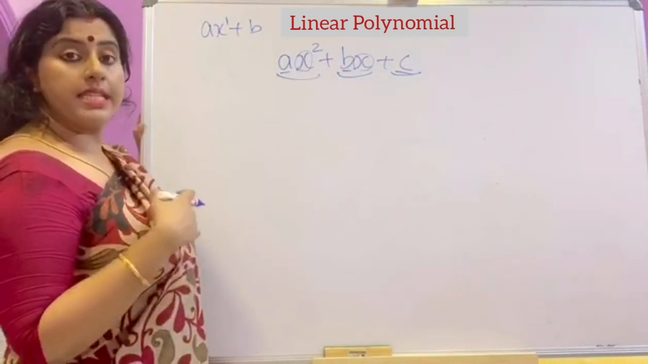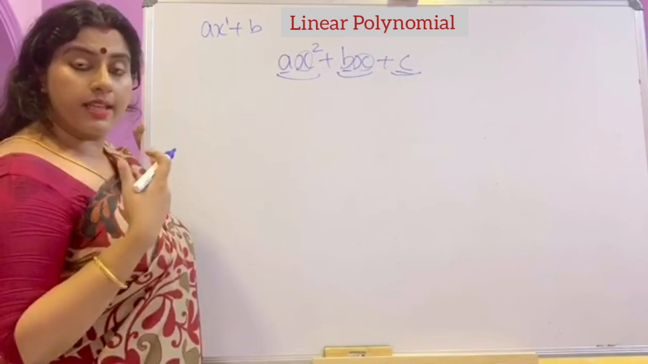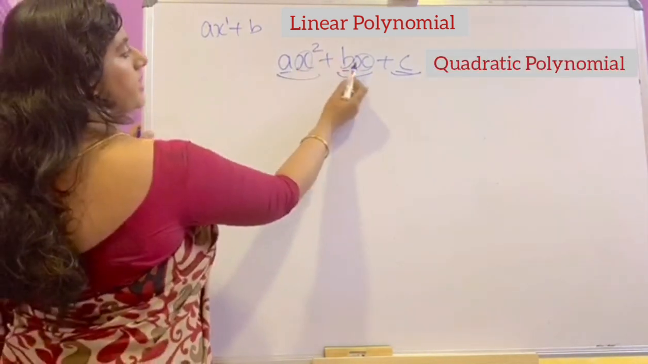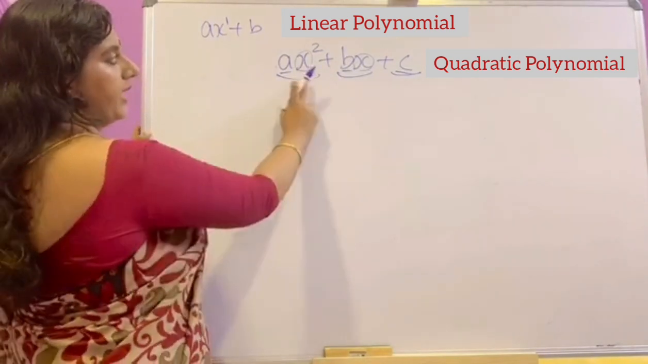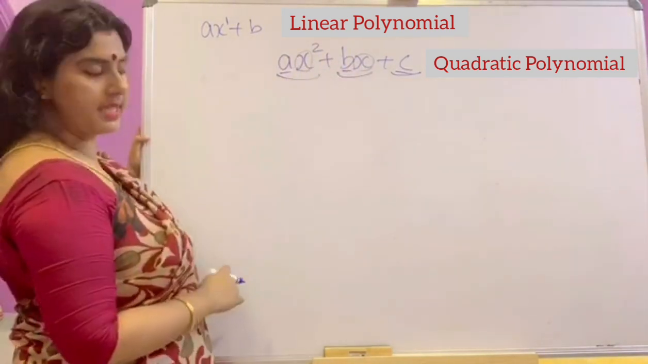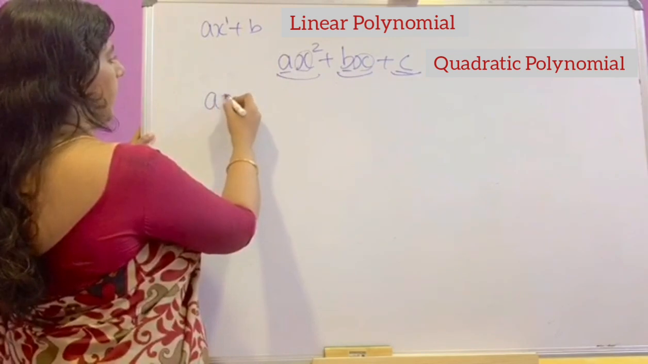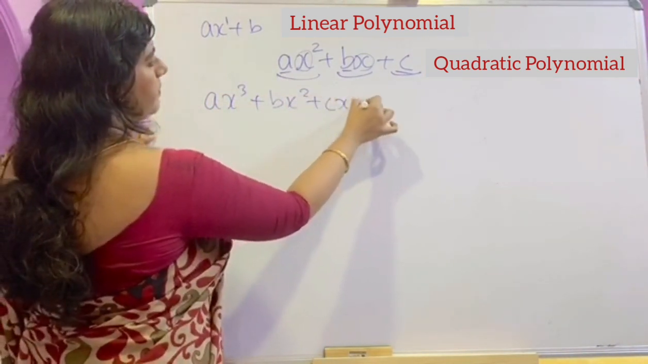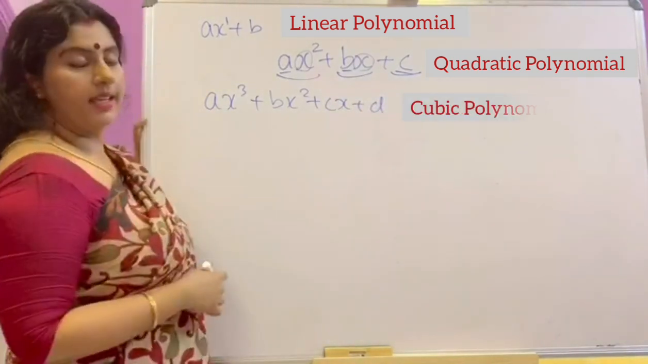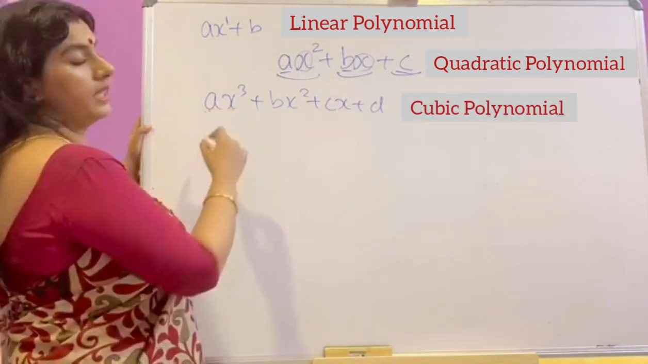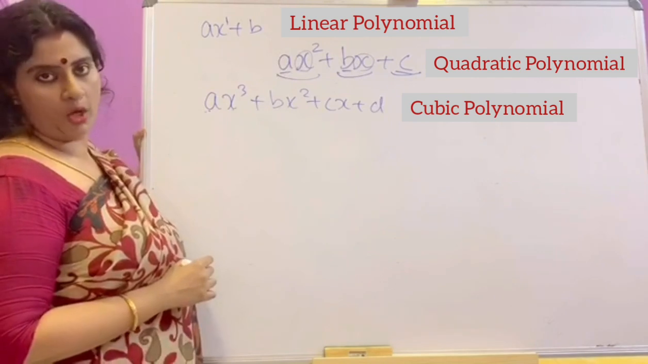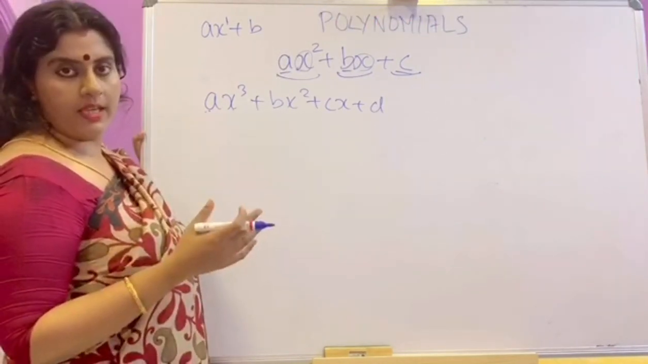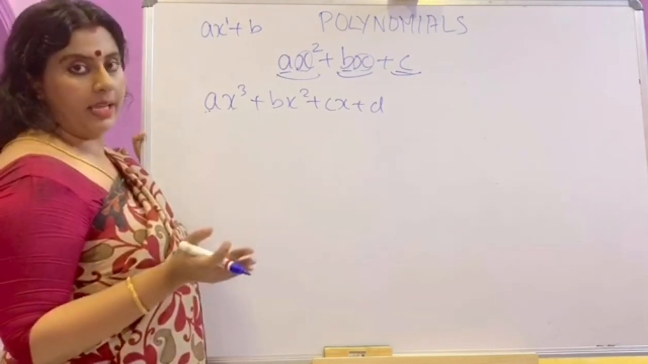Now, if the degree is 2, it is called a quadratic polynomial. Here this is a quadratic polynomial, ax square plus bx plus c. Now if it is ax cube plus bx square plus cx plus d, then this is third degree, that is a cubic polynomial. Now based on the number of terms, we can have other names for polynomials.